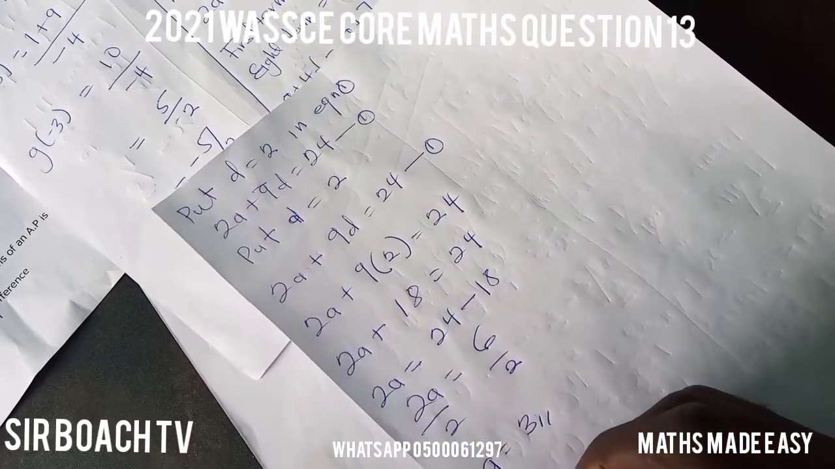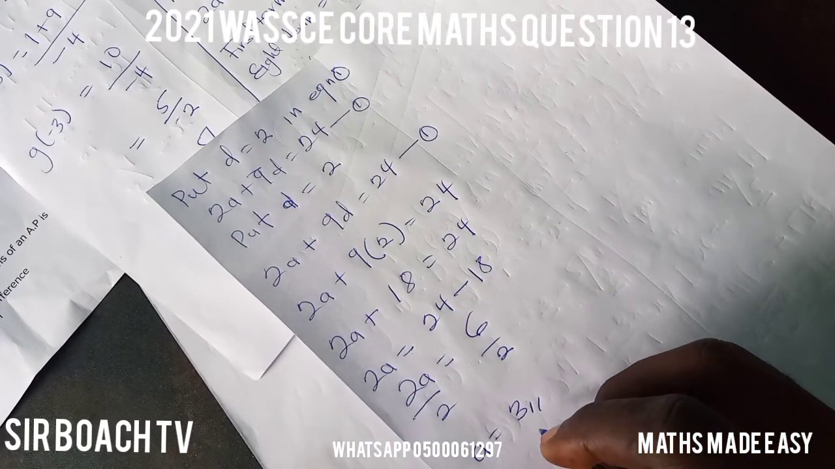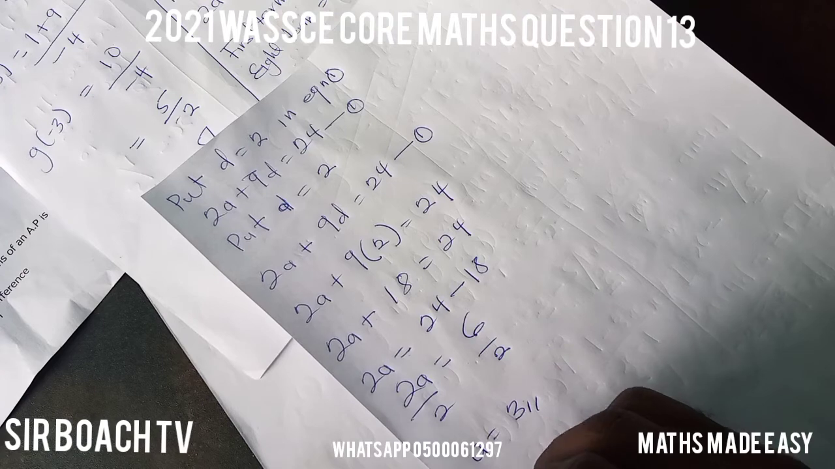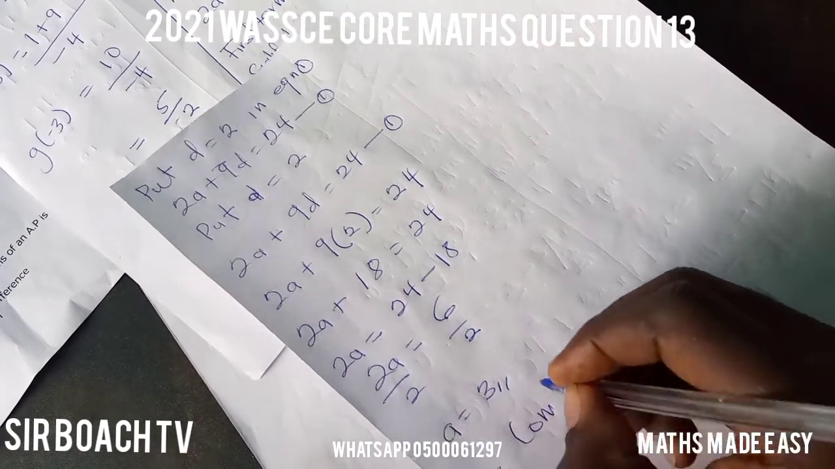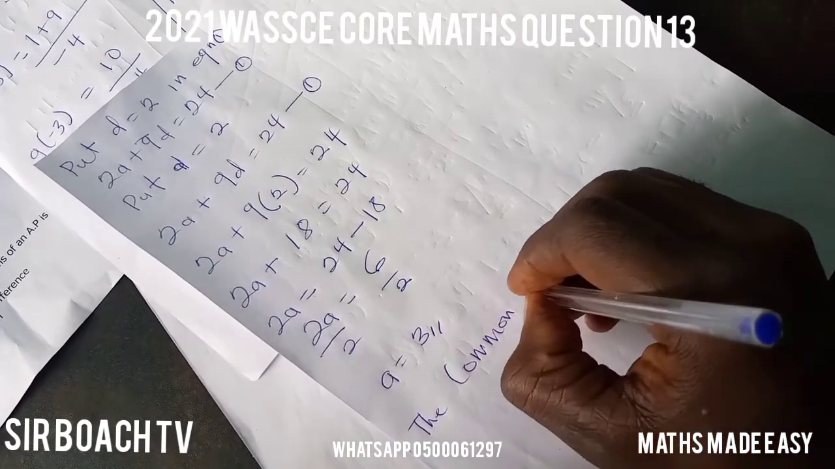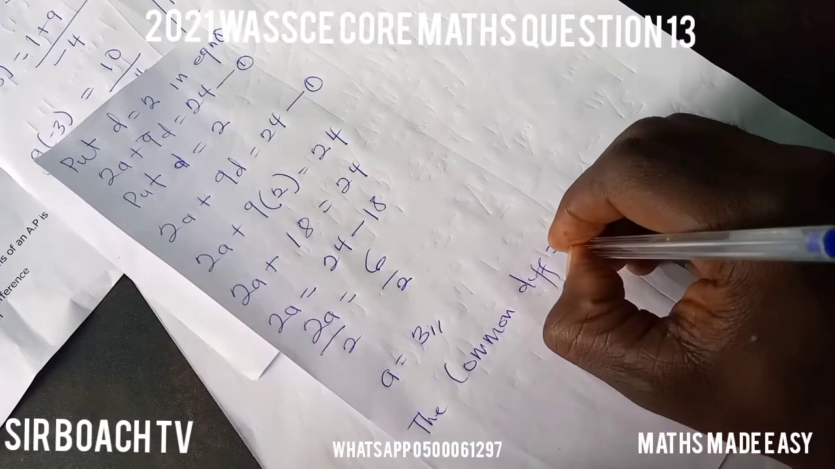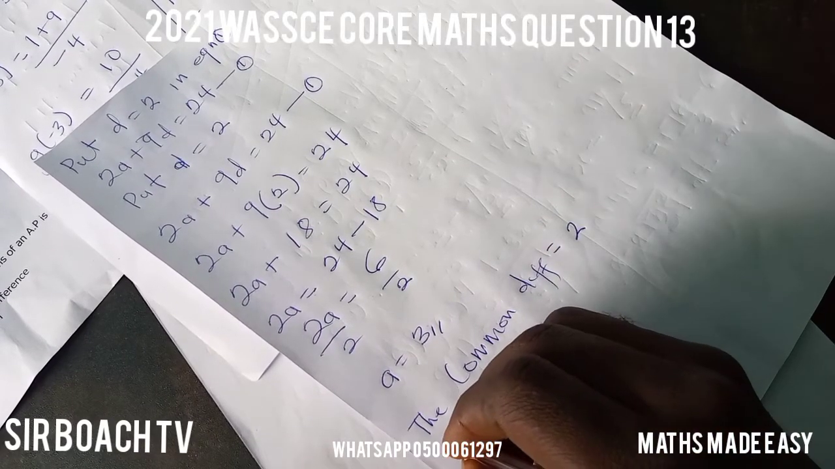So per the question, section B, the common difference is equal to 2, and the first term is equal to 3.